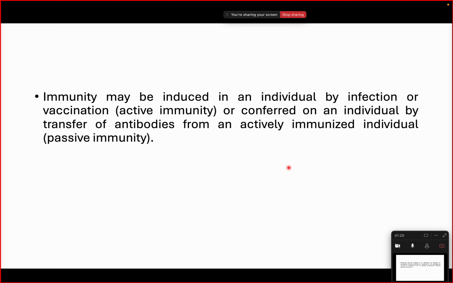If you got the COVID-19 vaccine, you activated the adaptive immunity against the COVID-19 virus once you got the vaccine. You were not infected by the virus, but you were given the vaccine. This is called active immunity. Now, imagine the antibodies which you formed after your vaccination. I take those antibodies from you and give them to someone who has not been vaccinated or doesn't have antibodies of their own. That is called passive immunity.